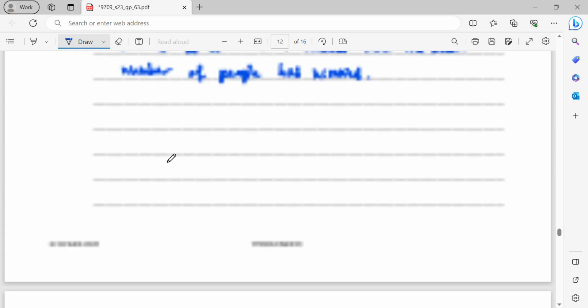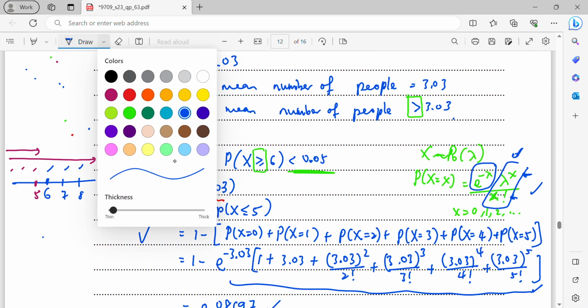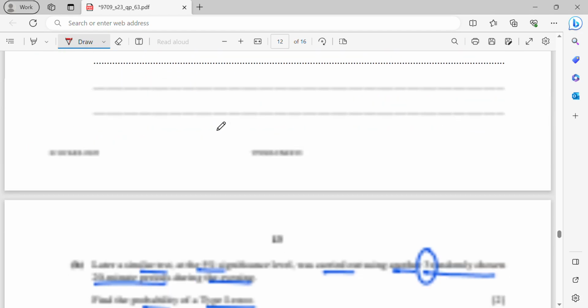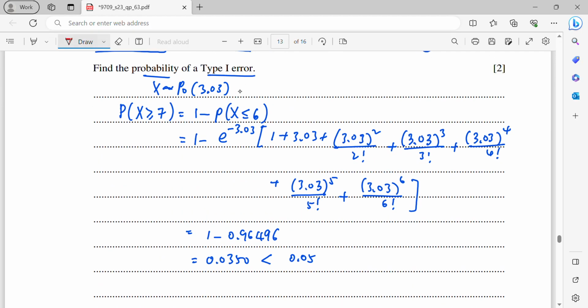Which means when you look at the definition here, the rejection criteria, we reject H naught if the probability is less than alpha. As long as the probability is less than alpha, you are going to reject H naught. So now we are getting less than alpha. I will just say we reject H naught when x is greater than or equal to 7.